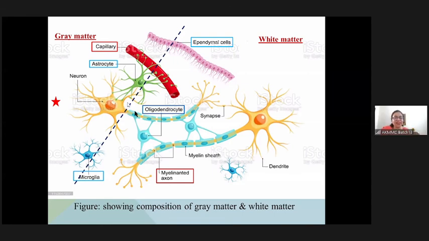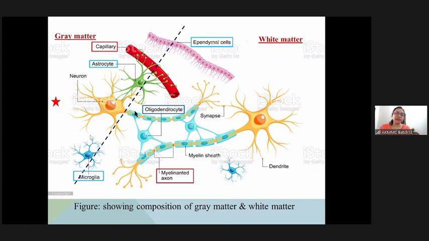Then on the left side of this line, we have the cell body, dendrites, and proximal part of the axon, and some supporting cells we can see here: astrocyte, microglial cell, ependymal cell. These are supporting cells or neuroglial cells. And what is this? This is a capillary, which is giving nutrition to the cell body and these cells. These all are forming gray matter.